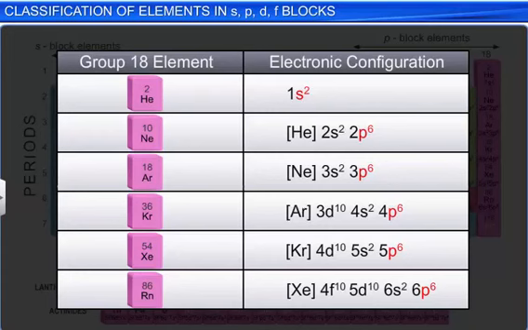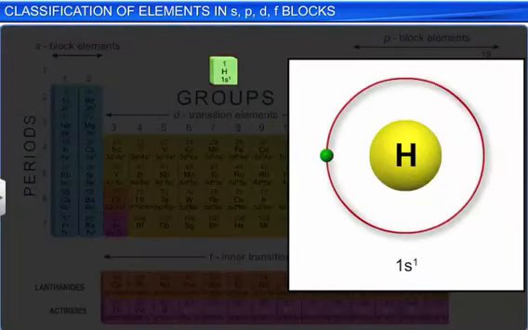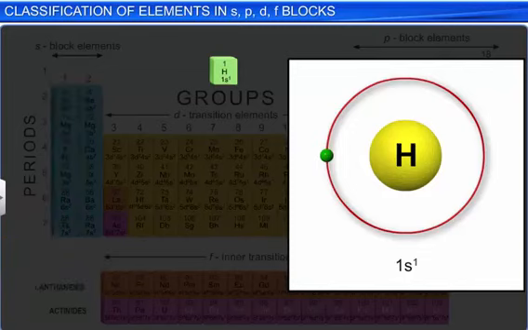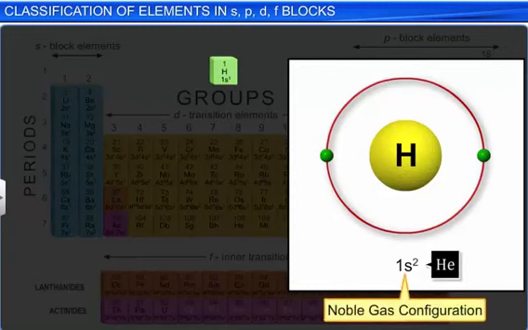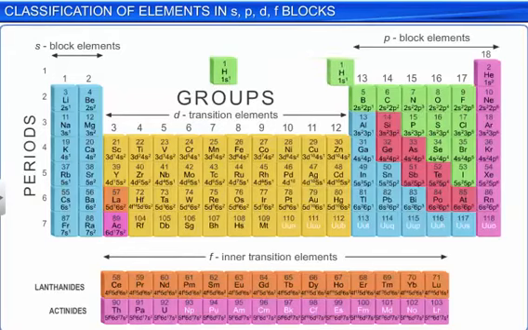The other exception is hydrogen, which has only one electron in the s orbital, and therefore can be placed in group 1 with other alkali metals. However, hydrogen can also gain an electron to achieve the nearest noble gas configuration of helium, and hence can be placed along with halogens in group 17. Therefore, it is considered as a special case and is placed separately on the top of the periodic table.